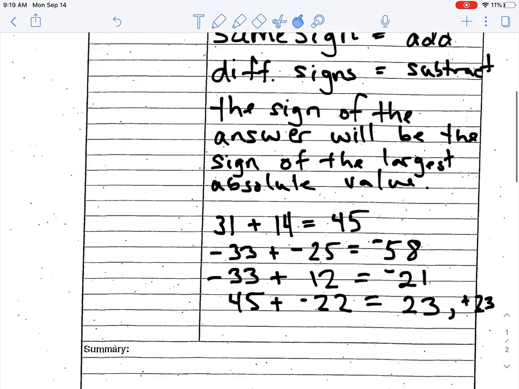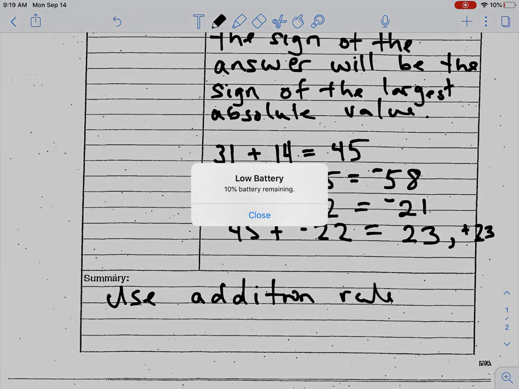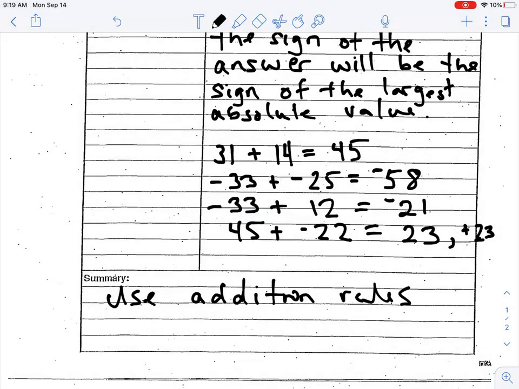So in summary, use addition rules for adding integers.